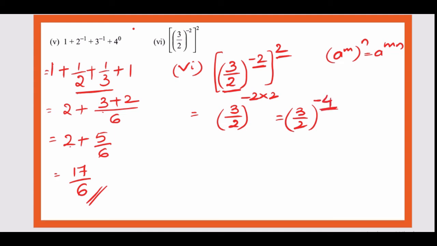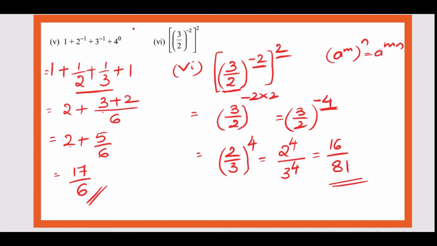Now observe here, the exponent is minus now. If you want to make it plus, I need to reciprocate the value. So 3 by 2 becomes 2 by 3 whole power 4. Now 2 by 3 whole power 4 is again in the form of a by b whole power m. I can write it as a power m by b power m. 2 power 4 is 16. 3 power 4 is nothing but 81. So the answer is 16 divided by 81.